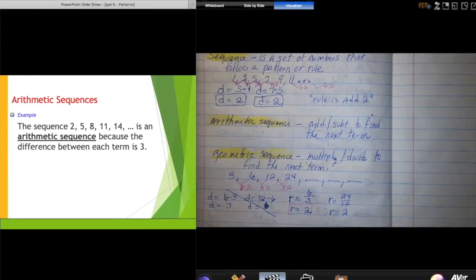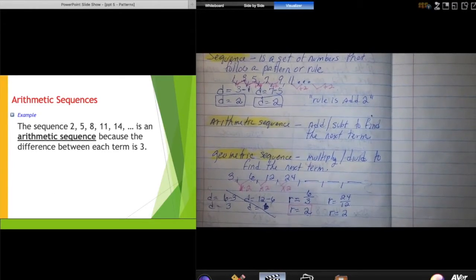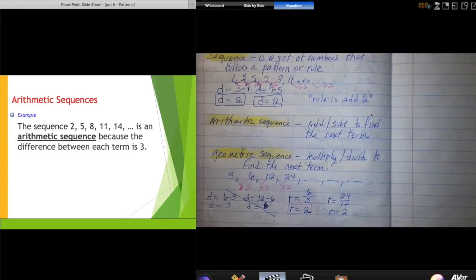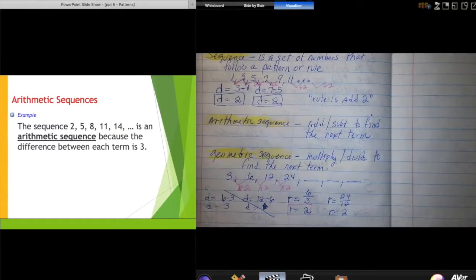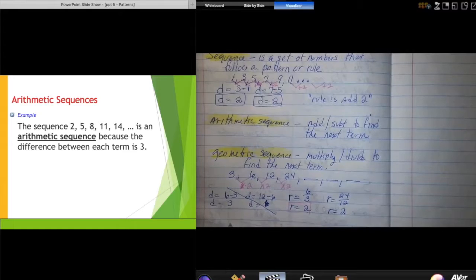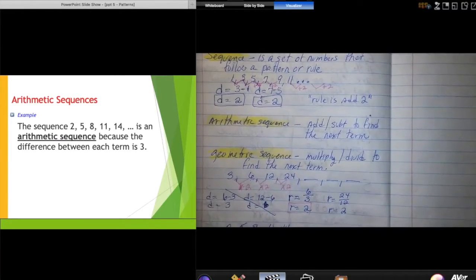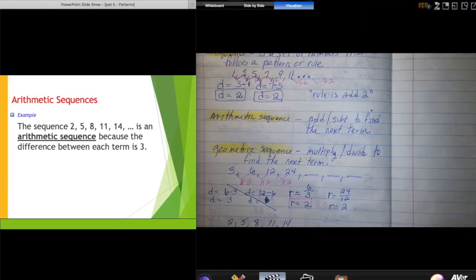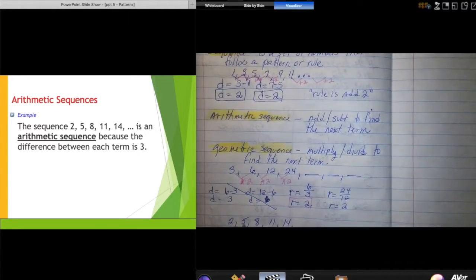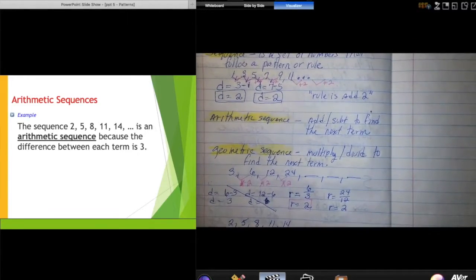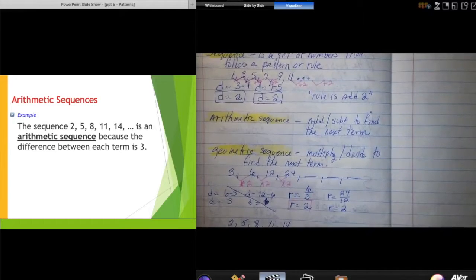Okay, here's another example of an arithmetic sequence. Let's try this one in our notes here. So I have 2, 5, 8, 11, and 14. And let's find the next term. Okay, I subtract 5 minus 2, and I get 3.